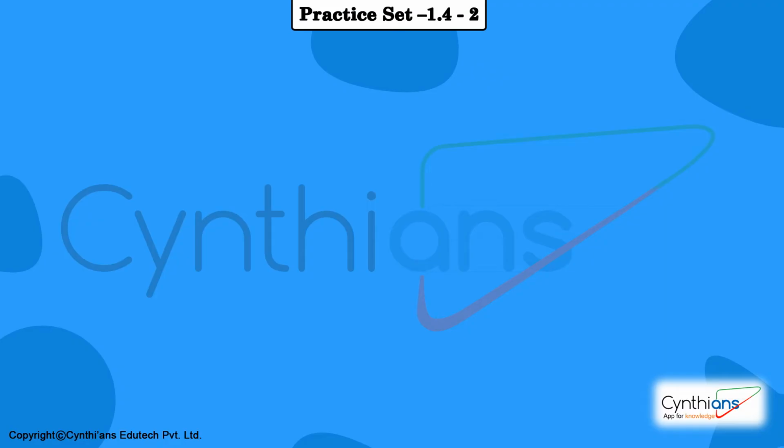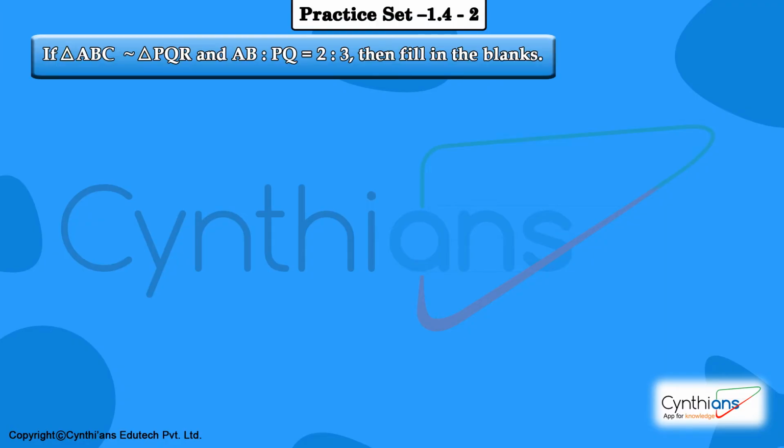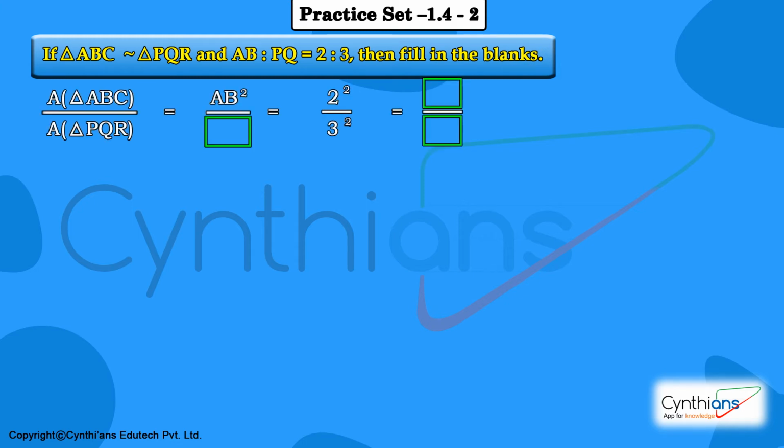Practice it. 1.4 sum number 2. If triangle ABC is similar to triangle PQR and AB is to PQ is equal to 2:3, then fill in the blanks. Now let us understand this activity. In the question, the triangles are similar given to us, and in the solution we are talking about area. That means this gives us a suggestion that we are supposed to use areas of similar triangle.